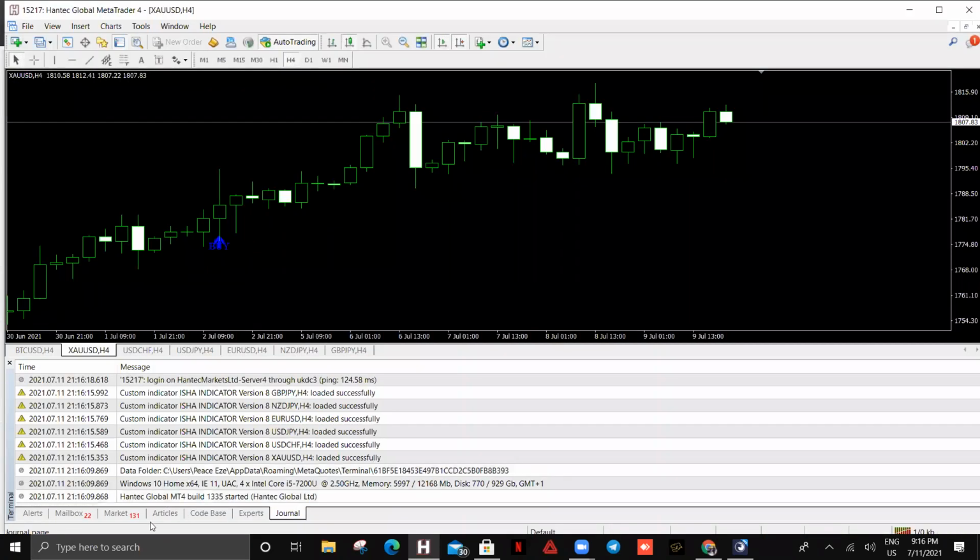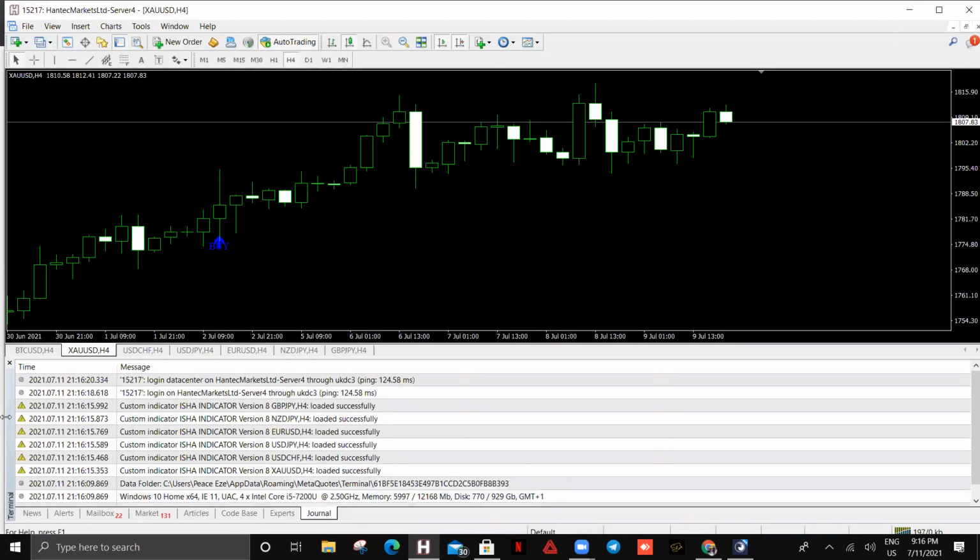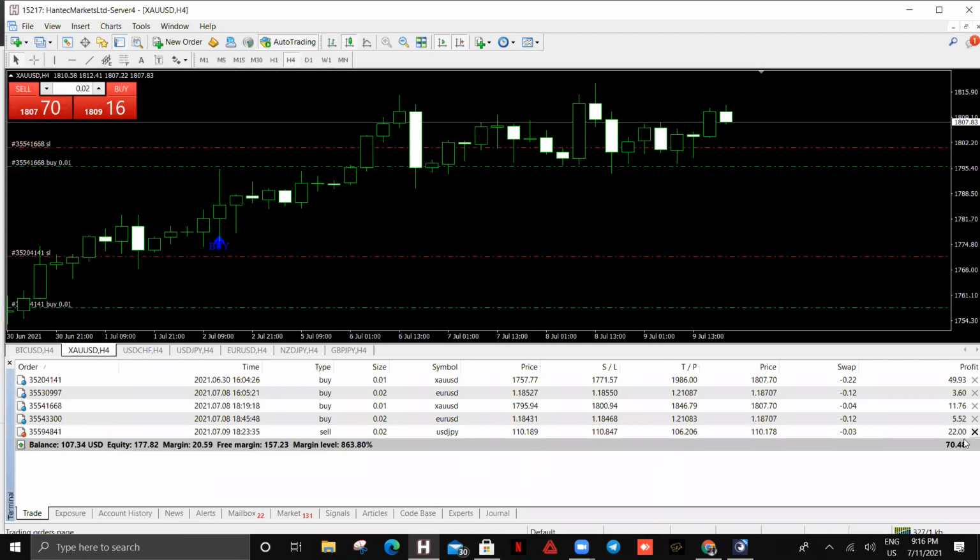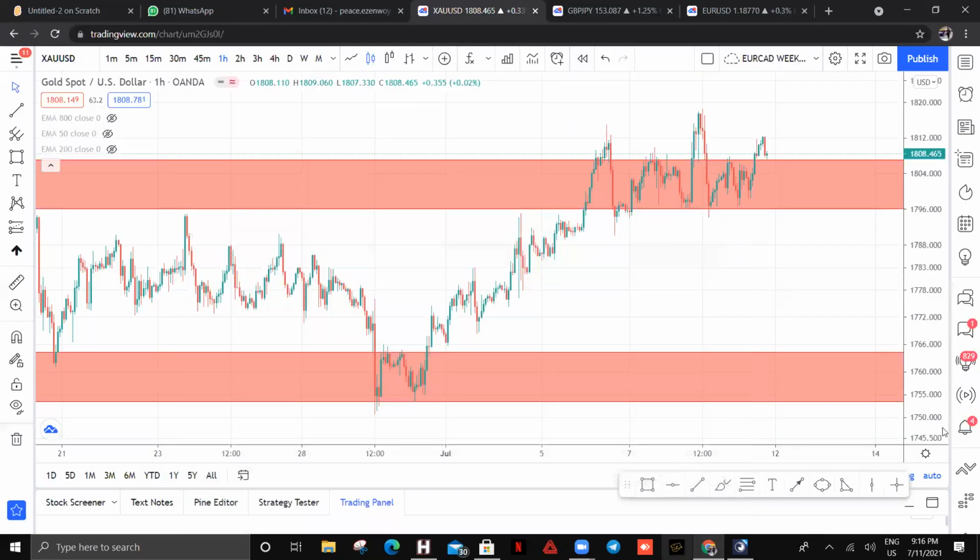I want to check the first entry for gold. The first entry for gold, this is 49,400. That was 1755.77. Okay, that's our first entry for gold. 1757.77. All right. So that should be somewhere around here. 1757. That's 1,750. Let me use a horizontal line to identify it.